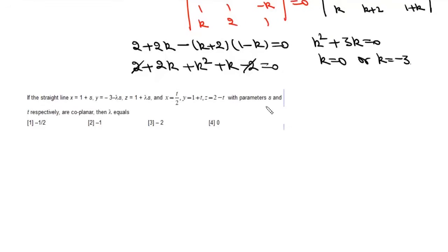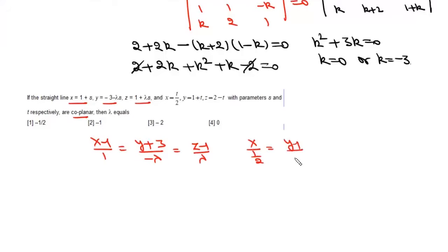If these two straight lines with parameters s and t are coplanar, find the value of lambda. Now we are given these two equations in terms of parameters. So what we'll do is write these equations in symmetric form. Here it will be (x minus 1) upon 1, (y plus 3) upon minus lambda, and (z minus 1) upon lambda, and the second equation will be x upon 1 by 2, (y minus 1) upon 1, and (z minus 2) upon minus 1.